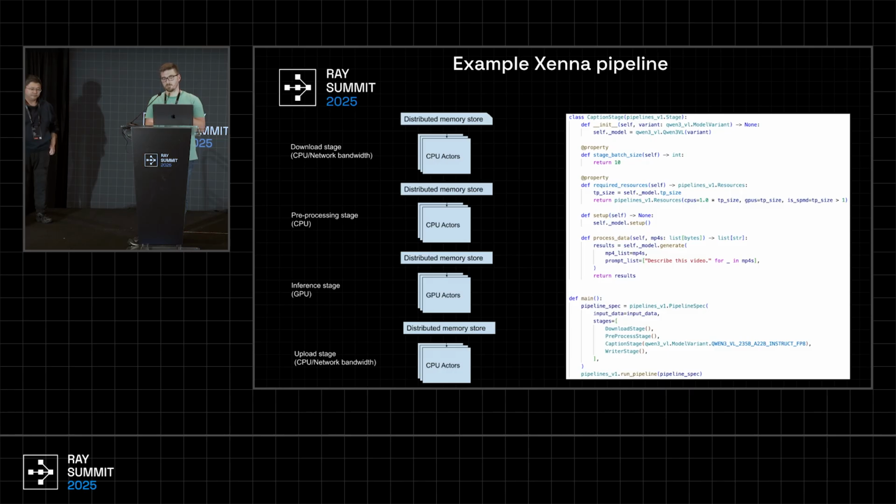In addition, we have an SPMD mode, which, for people not aware, stands for single program multiple data. It's the way that Torch runs programs. And so in Xenna, you can have actors that span multiple GPUs and multiple nodes as well, if you're using this SPMD mode. Finally, there are setup and process data methods. The setup is run once whenever the actor is created, and that's where you would load the weights onto the GPU, et cetera. And then process data is the thing that's called for each task.